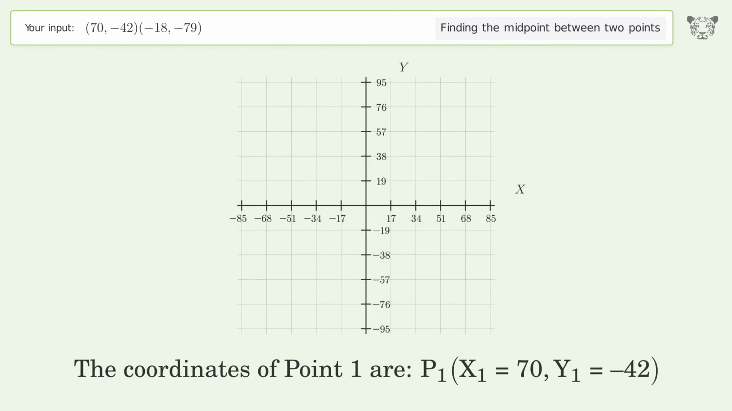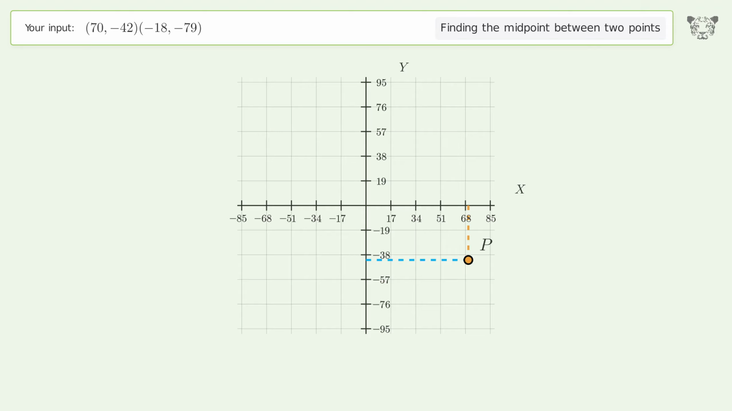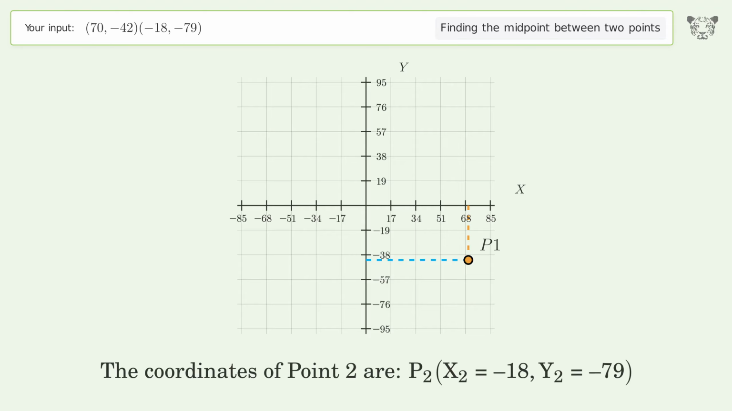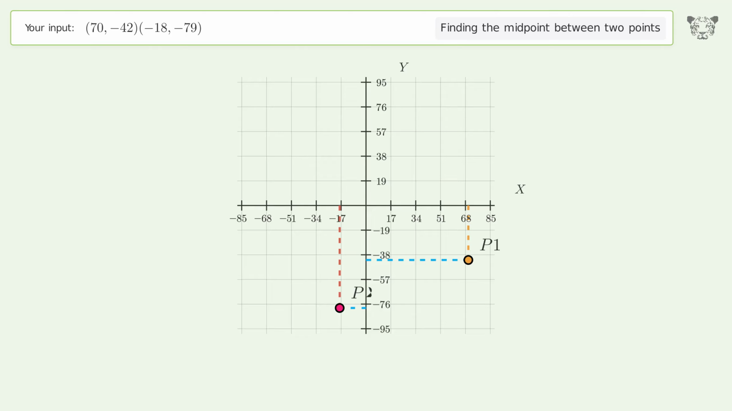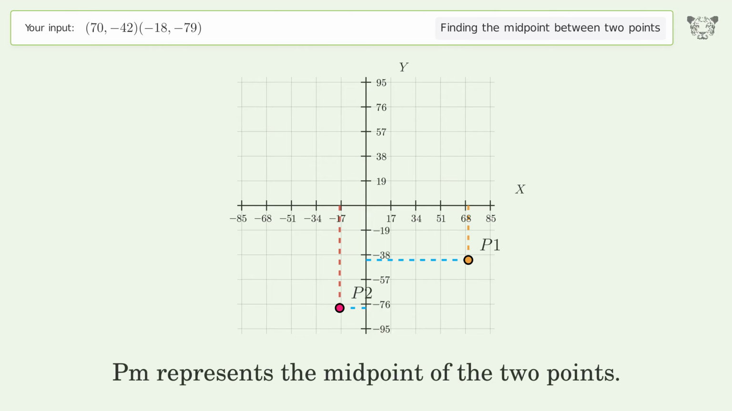The coordinates of point 1 are, x1 equals 70, y1 equals negative 42. The coordinates of point 2 are, x2 equals negative 18, y2 equals negative 79. PM represents the midpoint of the 2 points.